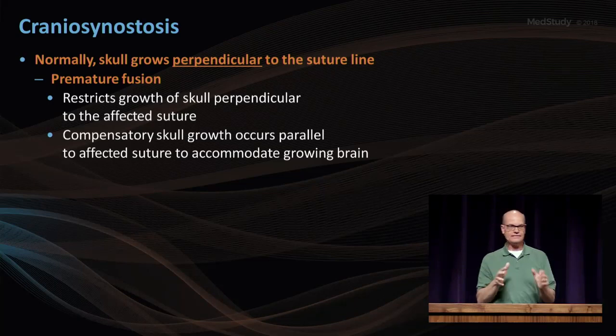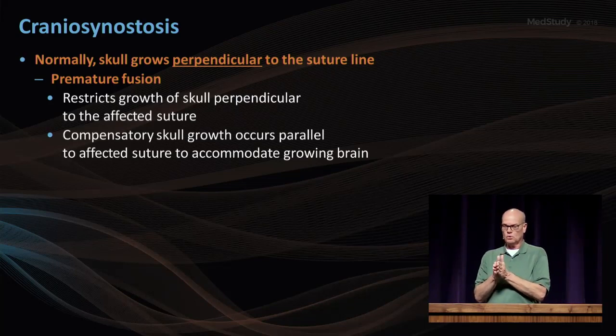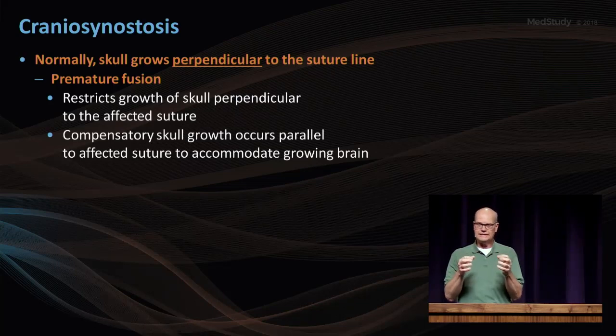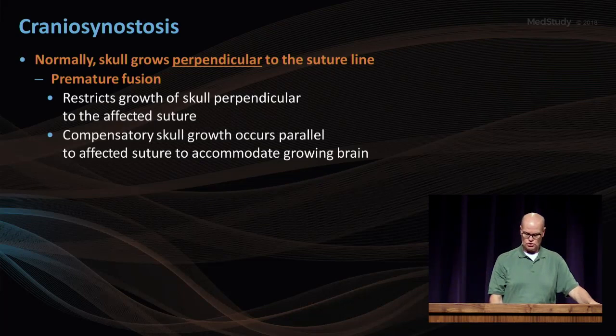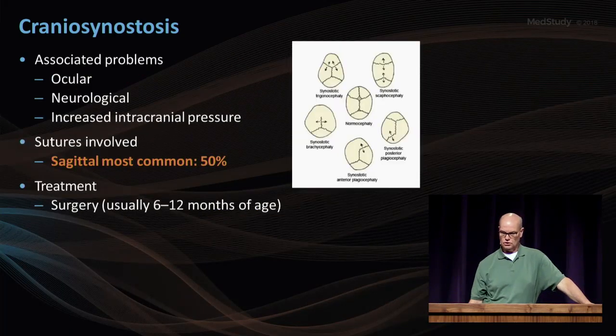So remember that the shape of the head is determined by the fact that normal head growth occurs perpendicular to the suture. Most common, again, scaphocephaly due to premature closure of the sagittal suture. And you can see an example of it right here.